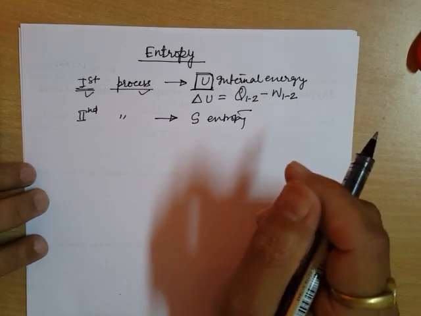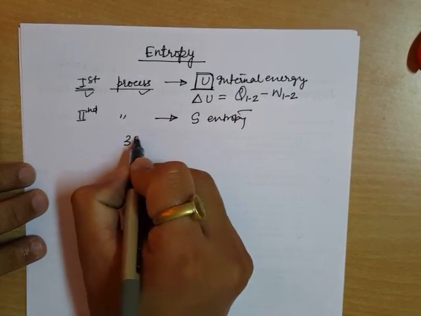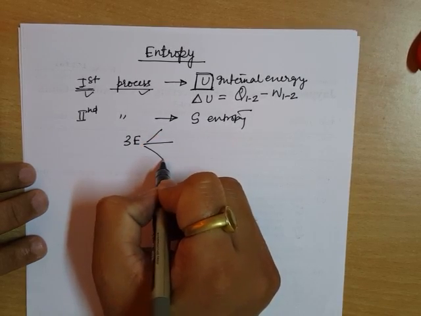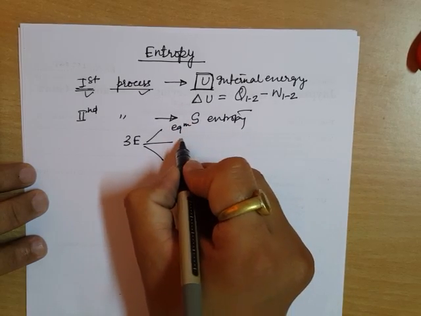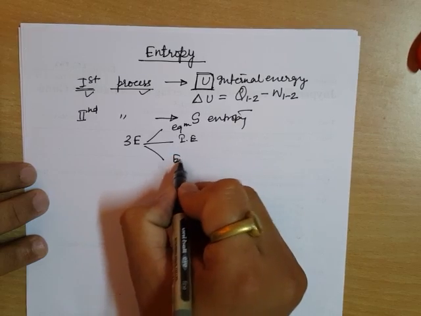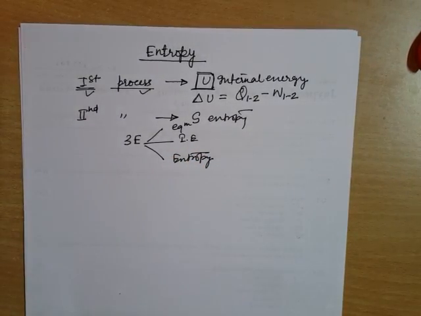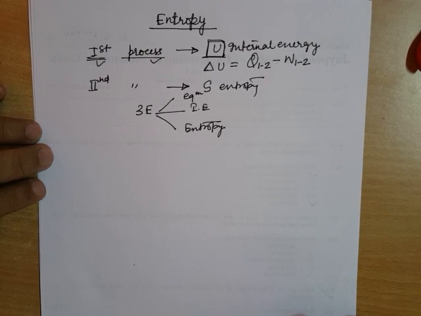Basically, if you look, thermodynamics is a study of three E's. What are these three E's? The first one is equilibrium, the second one is internal energy, and the last one is entropy, which is the topic of discussion today. Now, before we start, let us see from where we got the clue of entropy.